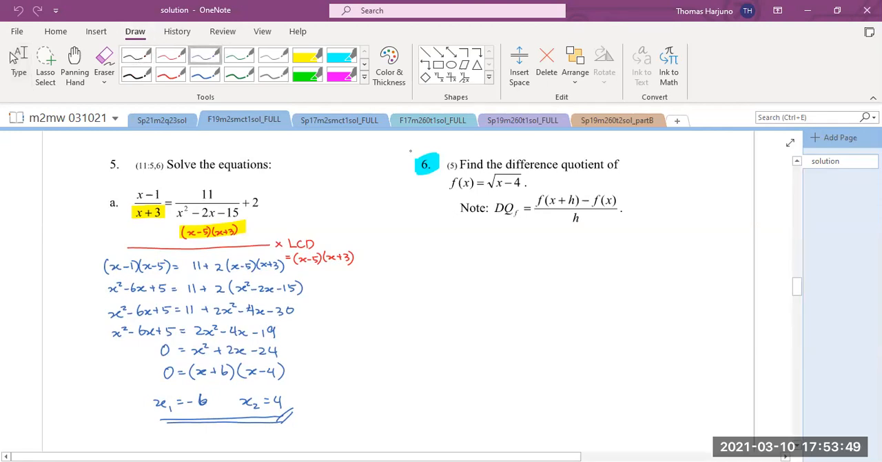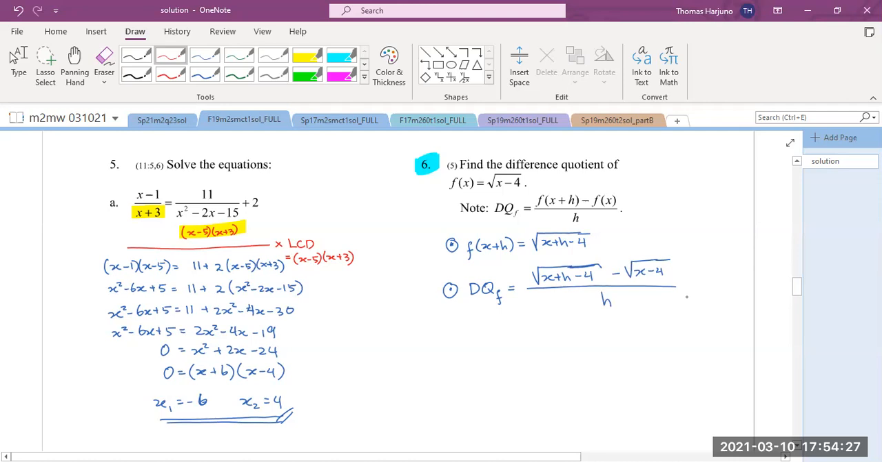So what is the difference quotient of this function? Now f of x plus h is square root of x plus h minus 4. So the difference quotient will be, on the top left, square root of x plus h minus 4. Make sure that the root is covering up to minus 4, minus square root of x minus 4, over h. Now, how to simplify this? We will multiply by the conjugate.